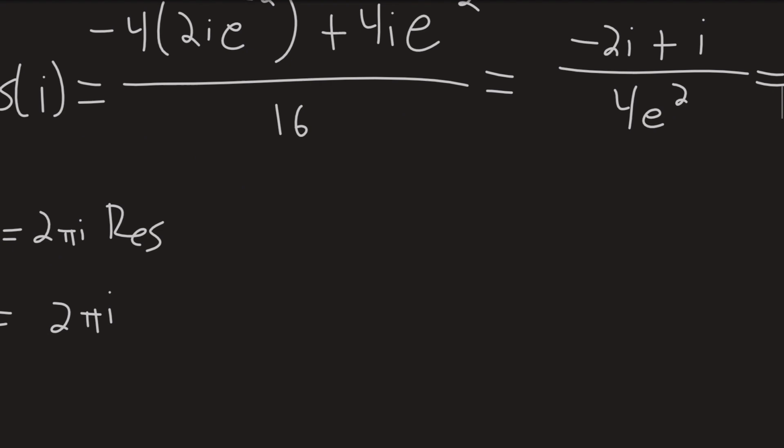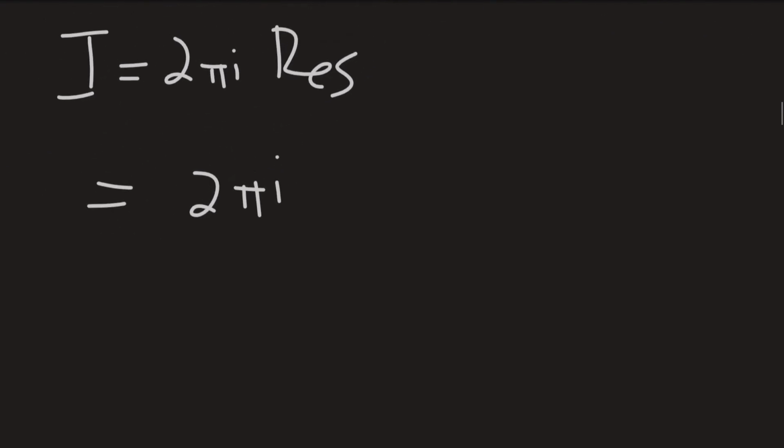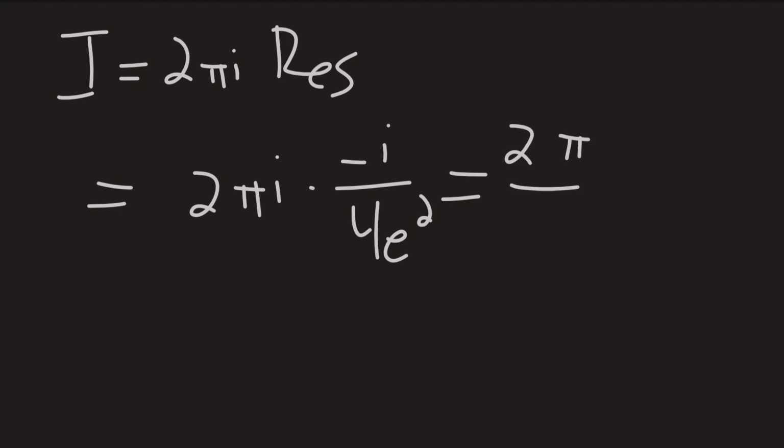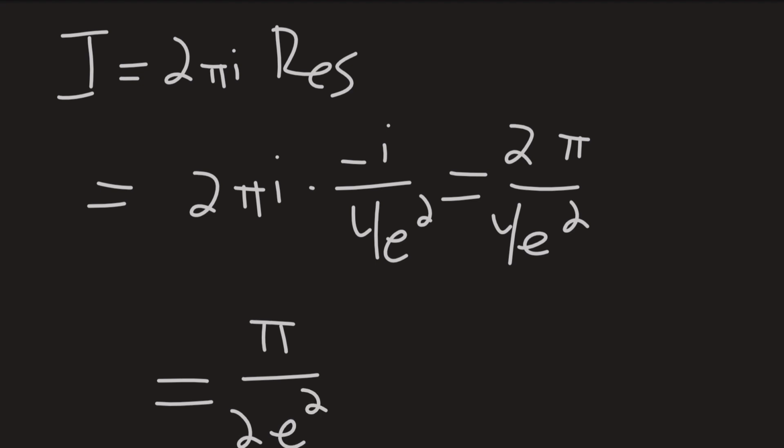So if this is just equal to negative i times negative i over 4e squared, then our result is nothing but, well, i times negative i, that's just 1, meaning that we have 2 pi over 4e squared, and to simplify that a tiny bit more, we end up getting pi over 2e squared, which is our answer.